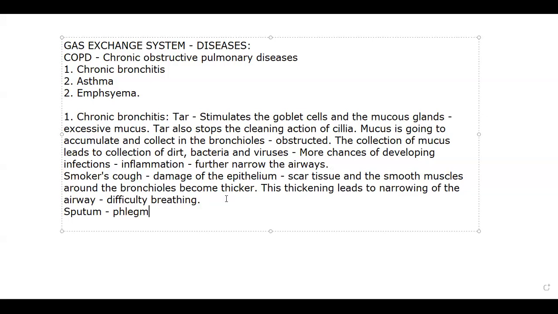What is phlegm or what is sputum? It is the mucus that is produced whenever we cough, right? When you cough, mucus or phlegm can come out. That is what sputum is. They will complain that whenever we cough, a lot of sputum or a lot of phlegm comes out with it, right? And that's what they're going to complain of.